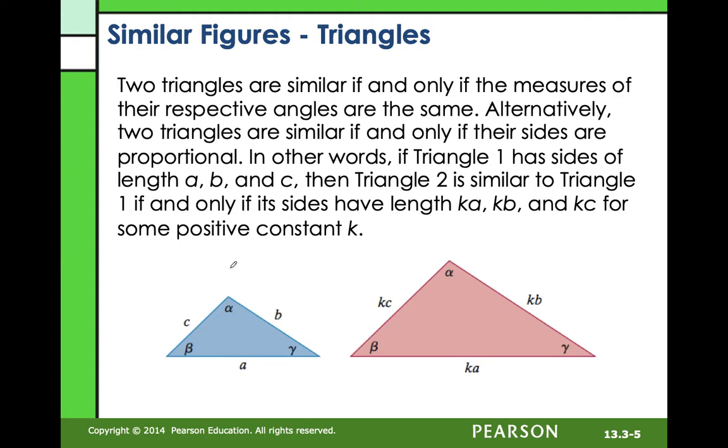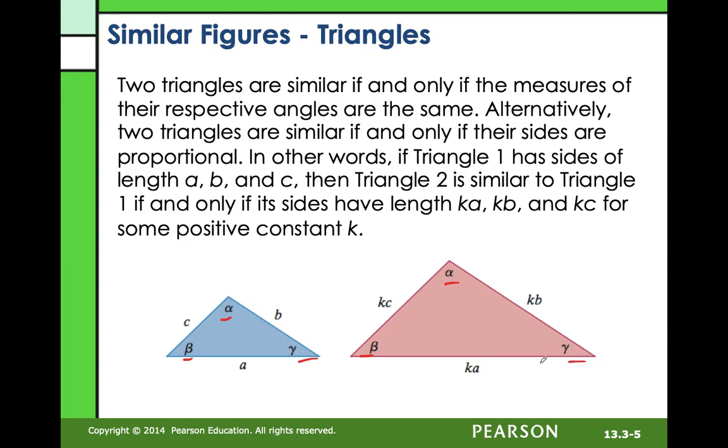To get a little more in depth on triangles, we're going to say that two triangles are similar if and only if the measures of their respective angles are the same. So looking at these two triangles that we've got, we're saying that the measure of angle alpha over here on the left is the same as angle alpha over here on the right. And then the same with beta and beta and gamma and gamma.